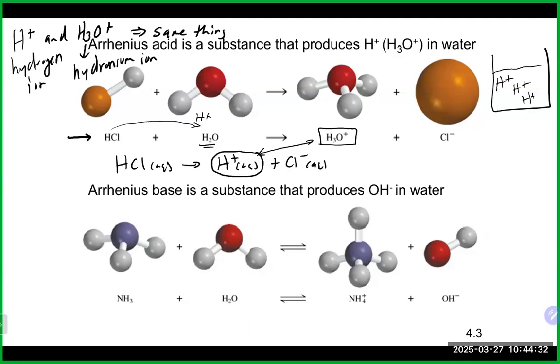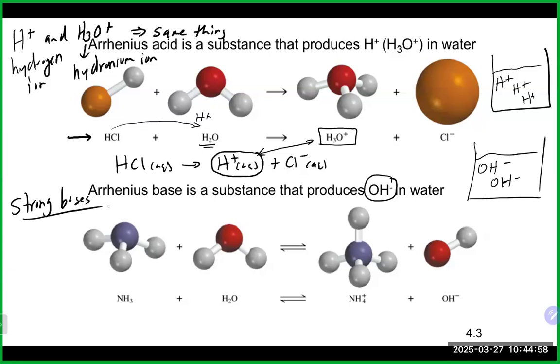Now, a base, on the other hand, is something that has the ability to produce hydroxide ions in solution. And much like the acid, what we're talking about here is something that has the ability to produce free OH minus ions in solution. Now, there are strong bases, for example, and a lot of our strong bases come from group 1 and 2 on the periodic table.